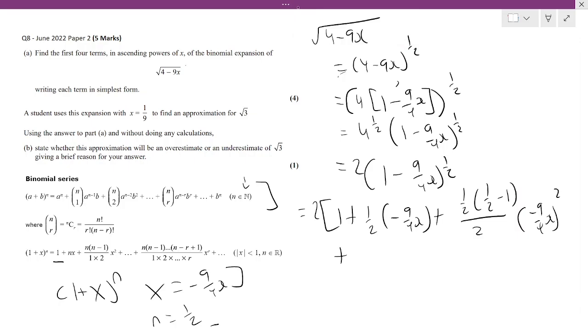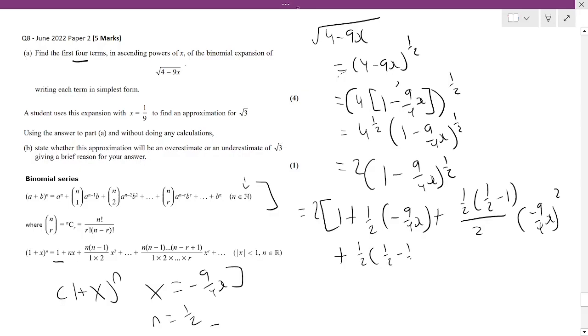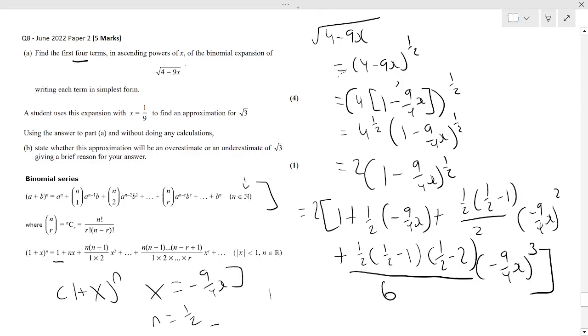And then those are 3 terms, but I need 4 terms. Okay, so that's 1, 2, 3 terms. I need a 4th. So I'm going to continue on with the pattern here. So then it's going to be n times n minus 1. Oh god. Yeah, see, it's starting to get slower now on my laptop. Half minus 1 and a half minus 2. Okay. And that's going to be 3 times 2 times 1. So that's going to be 6. And that's going to be x cubed. So it's going to be 9 over 4x all cubed. Okay, and that's your formula there.